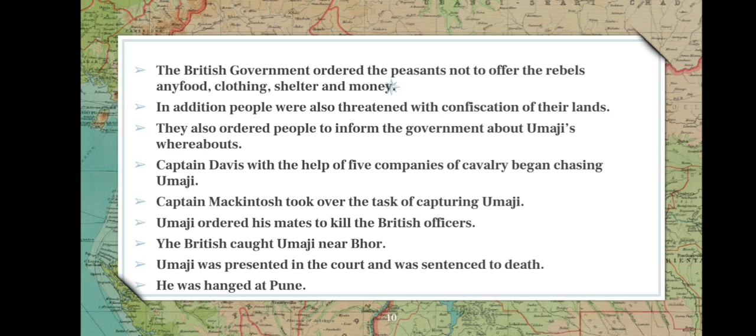The rebels were continuously at war with the British, often changing location from Satara via Bhor to Kolhapur. Captain McIntosh took over the task of capturing Umaji. Umaji ordered his maid to kill the British officers. However, the British caught Umaji near Bhor. He was presented in the court and was sentenced to death. He was hanged at Pune.